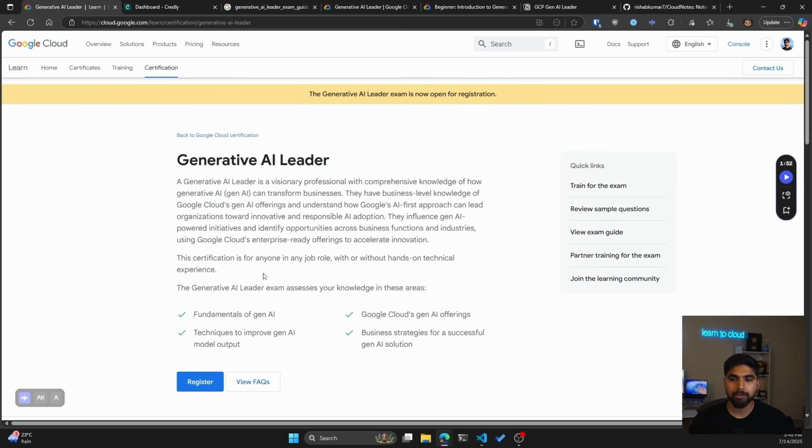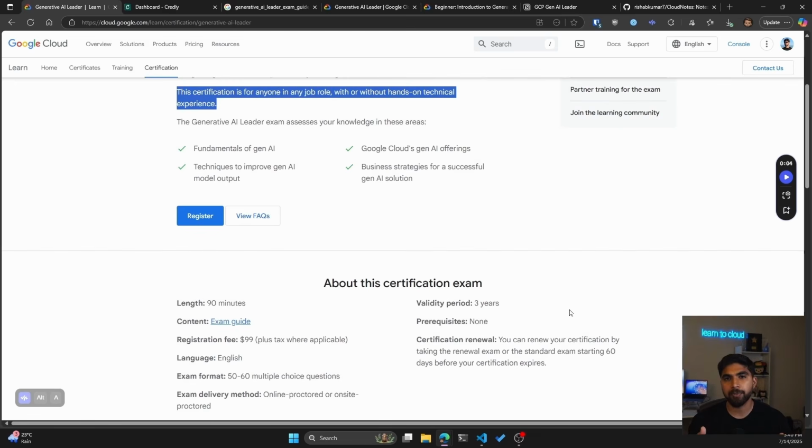Now, you can also see that this certification, since it's foundational level, is for anyone in any job with or without any hands-on technical experience. So that is to kind of set your expectations for this certification exam.